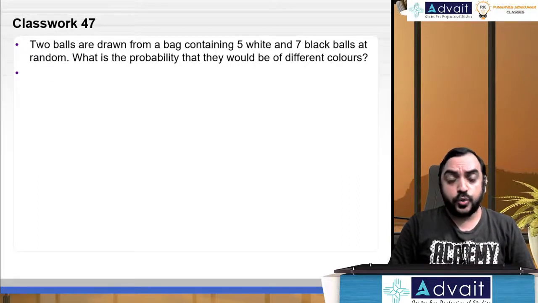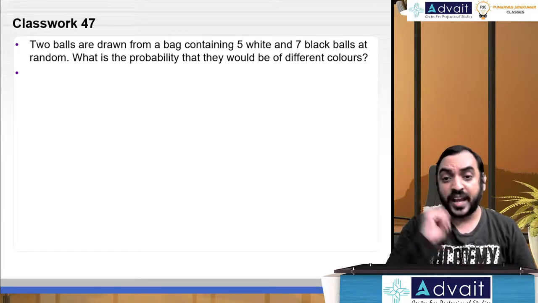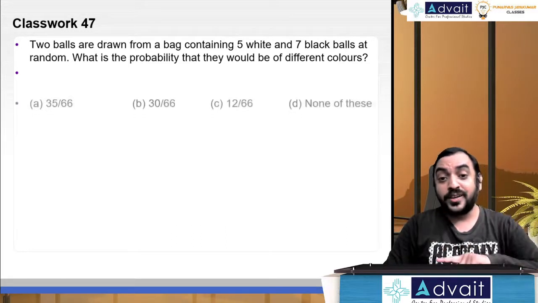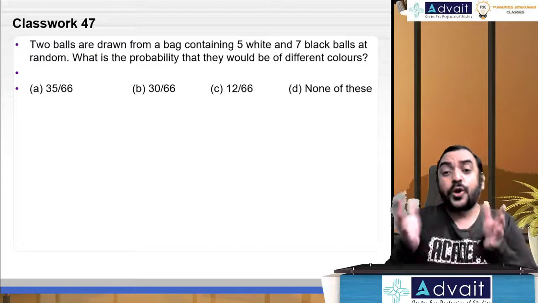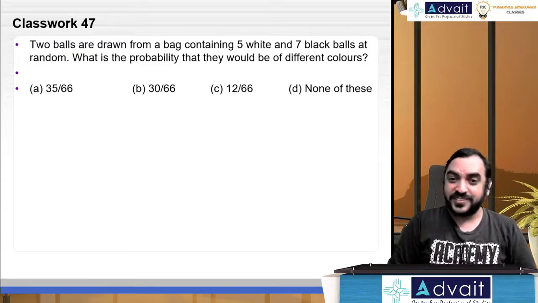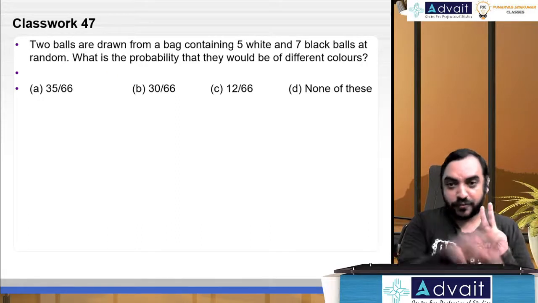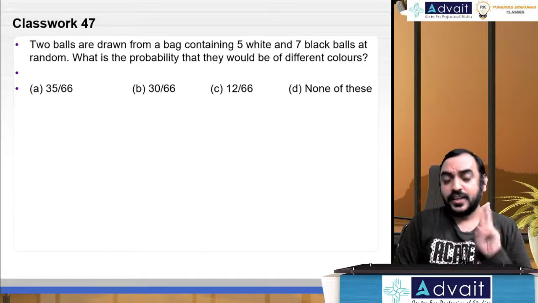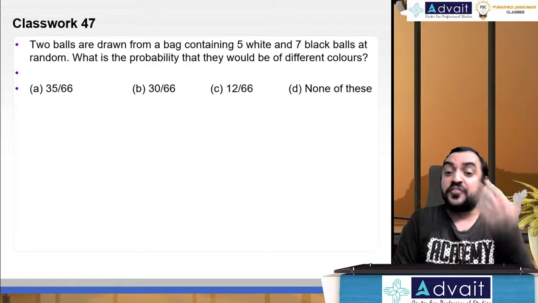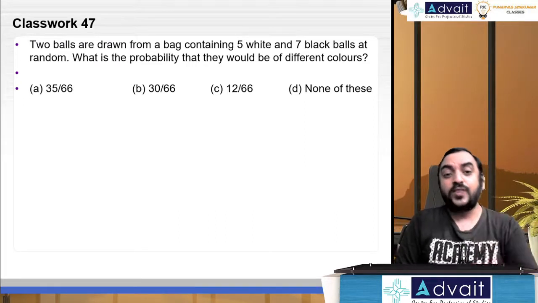Next. 2 balls are drawn from a bag containing 5 white and 7 black balls. What is the probability of different color? What do you mean by different color, my dear friend? Can you try this problem quickly? You are selecting 2 balls from black and white, and the probability of selecting different colors. Different color means 1 white, 1 black.